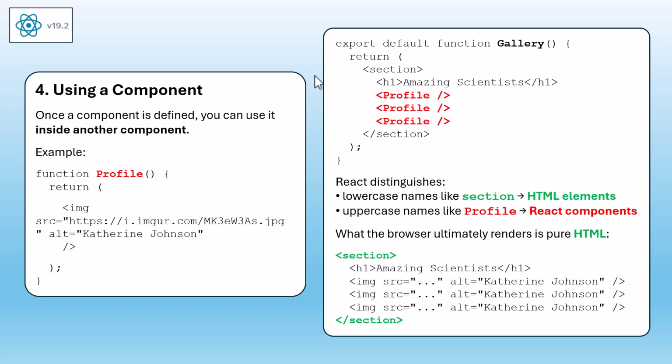React distinguishes between two kinds of elements. Lowercase names are interpreted as regular HTML elements, while uppercase names are recognized as React components. When the app runs, React ultimately translates everything into pure HTML that the browser can render.